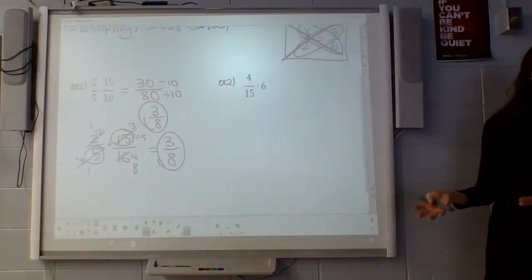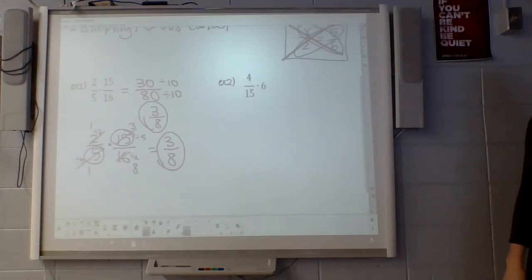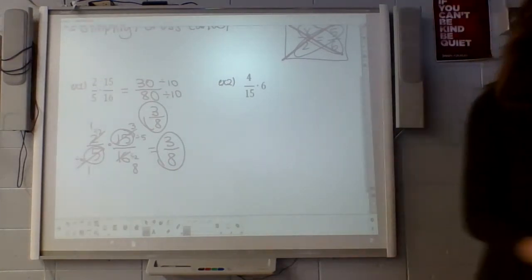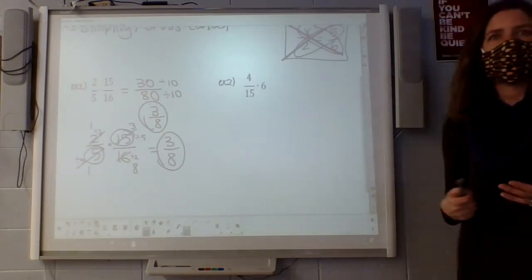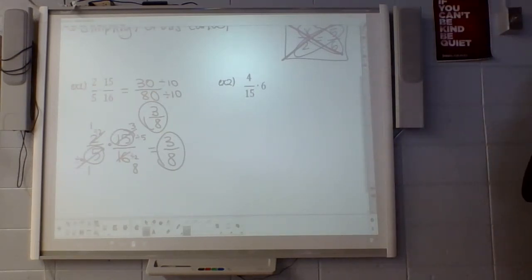But either way, we got the same answer. So we're in a good spot. How about example 2? What's different about this? What do we need to remember with this one? Or what do we need to know? Does anyone know how to, because one of those isn't even a fraction. Anyone know what to do with that?